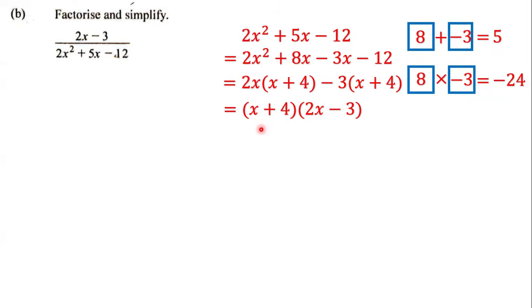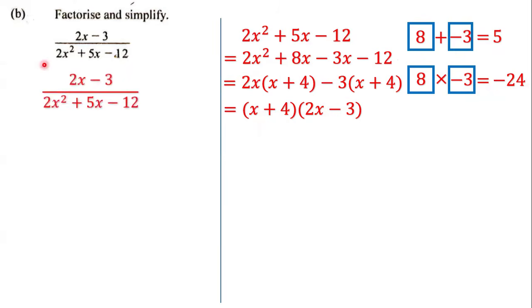And so let's write that down. So we have 2x minus 3 all over 2x squared plus 5x minus 12. Remember what our denominator is equal to. Our denominator expressed in factored form is x plus 4 multiplied by 2x minus 3. And so what we can do here is we can cancel out.